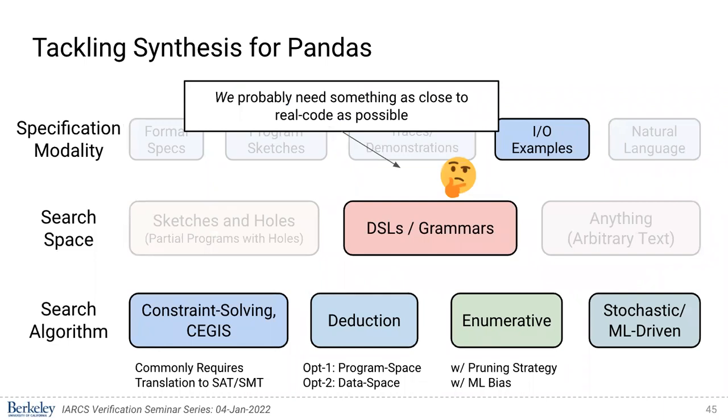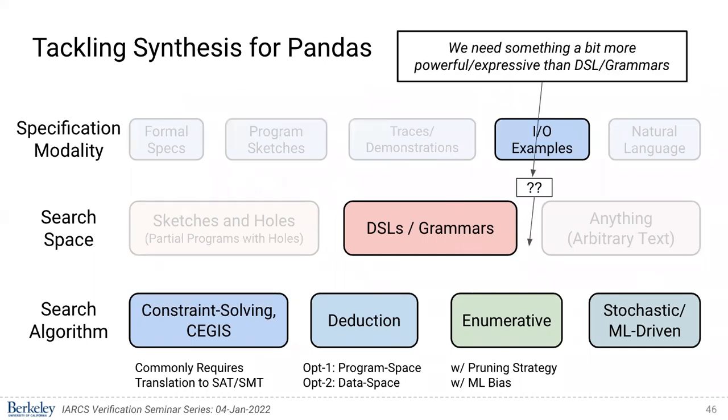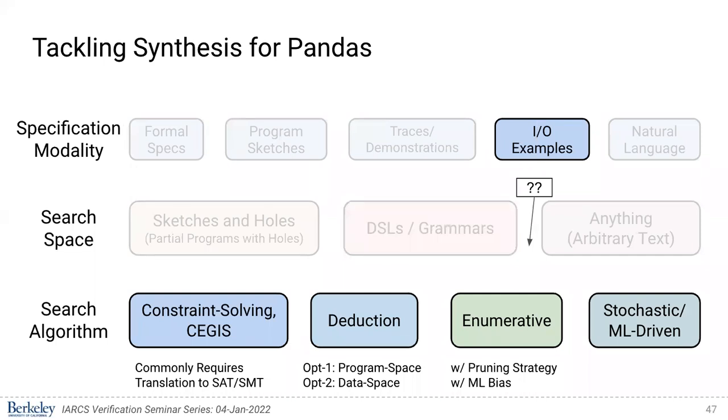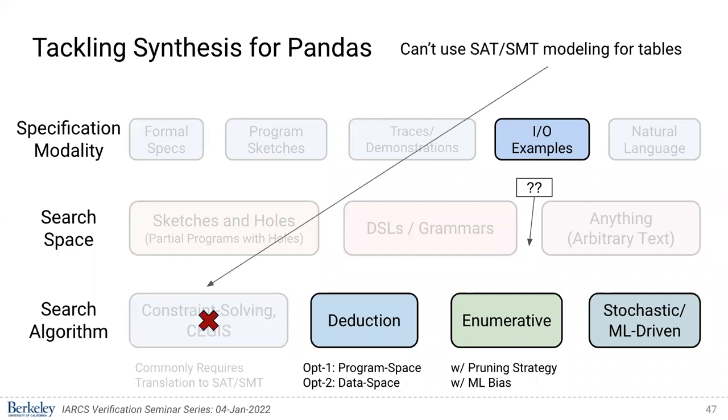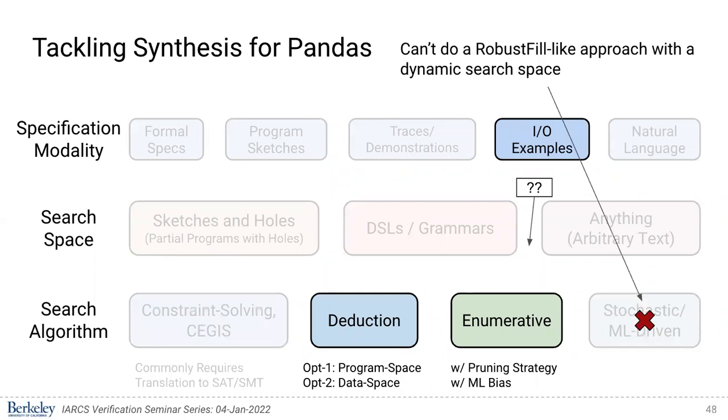Because of this, DSLs and grammars were not looking like the best choice, because we wanted to capture all these additional constraints as well. And we perhaps needed something as close to real code as possible. So we wanted to innovate on this search space side of things. And coming to the algorithm itself, again, we couldn't rely on SAT-SMT based techniques because we weren't able to use that sort of modeling. And now we could rely on the machine learning models available at the time to work with such a dynamic search space as this one.